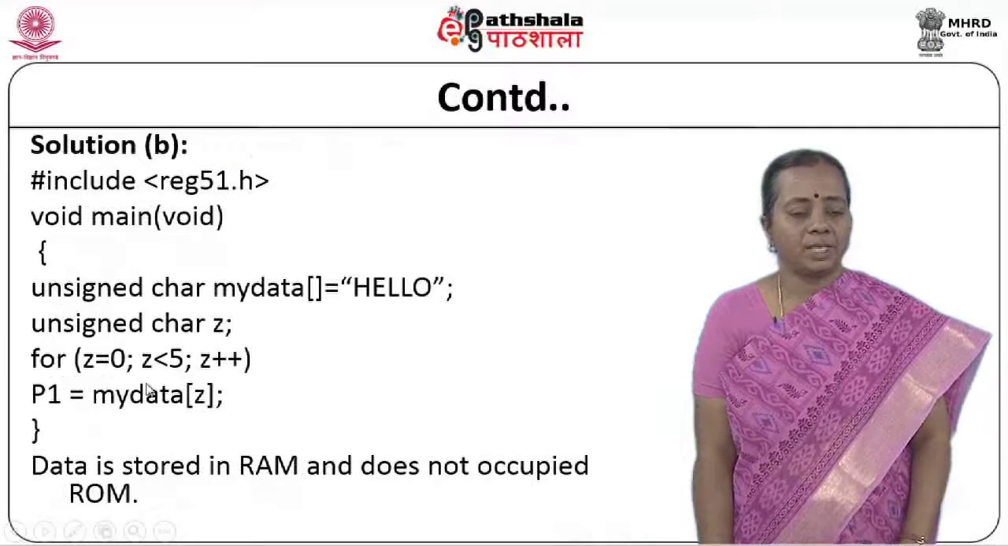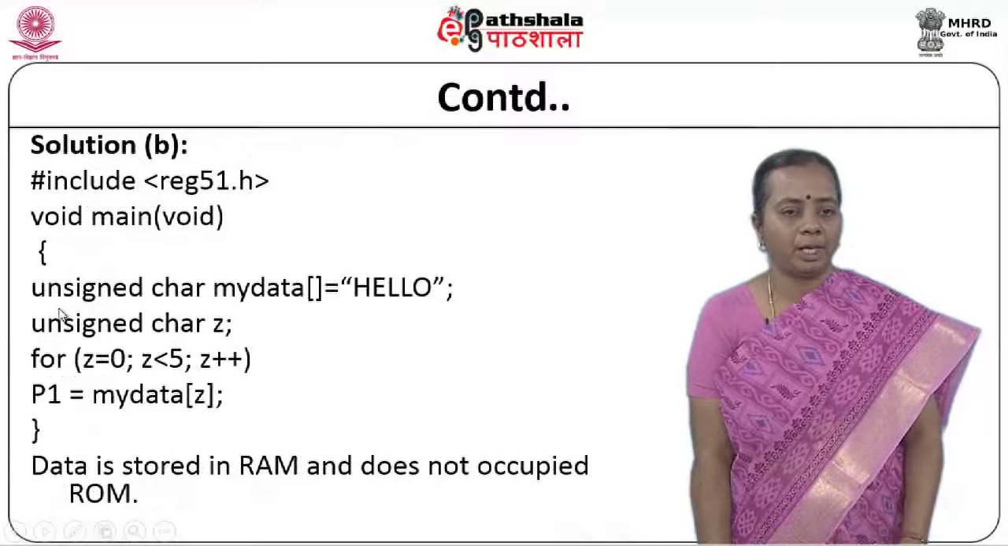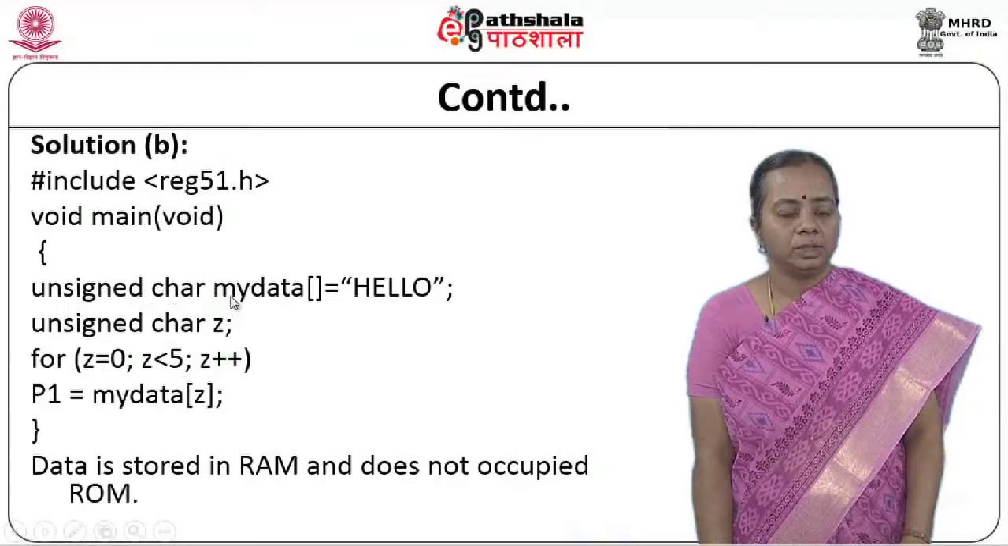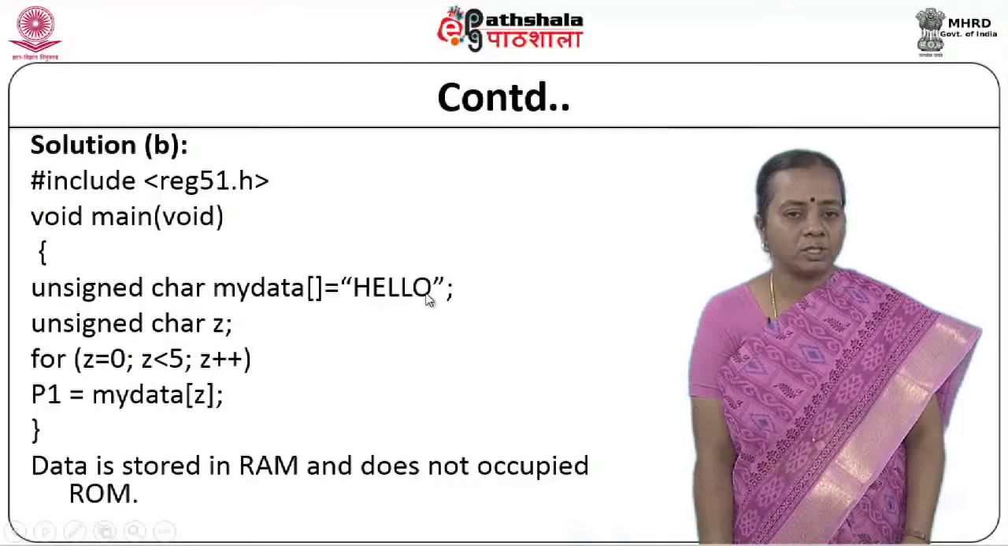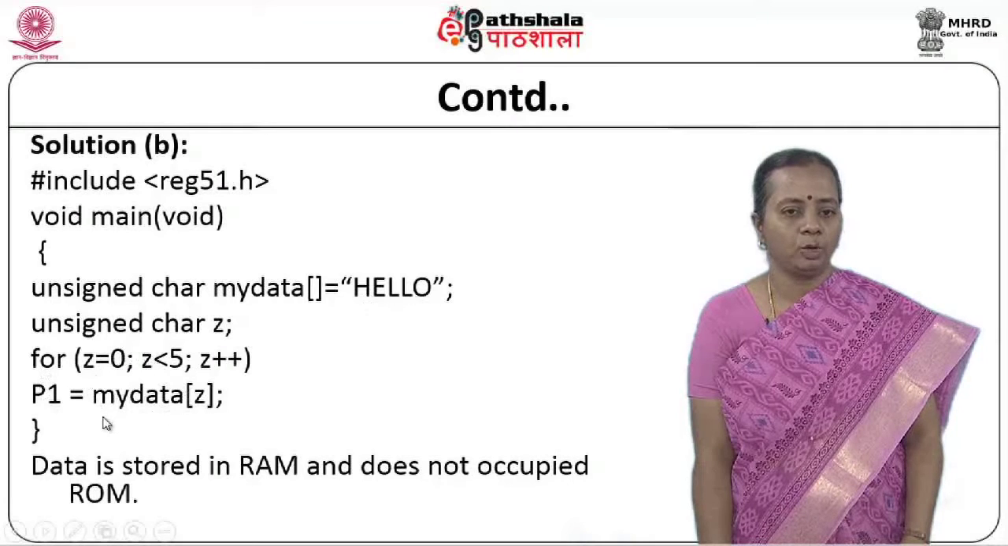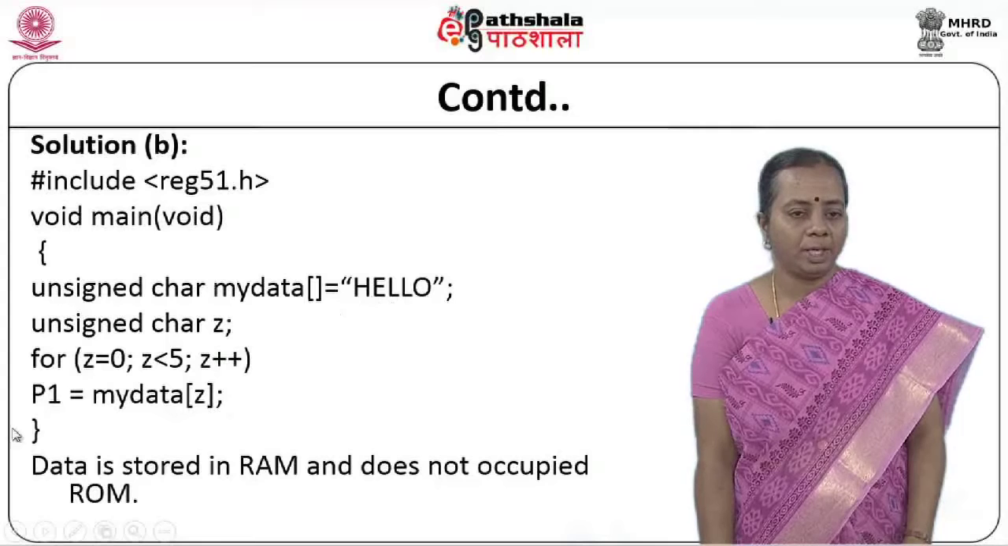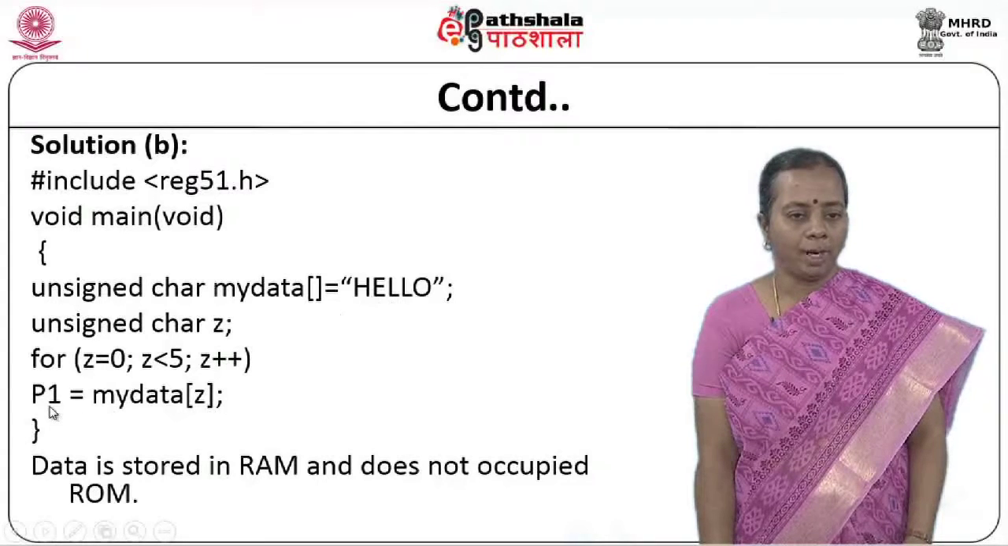If I look at the same thing in a different way, I write unsigned character my data hello, where my data is an array which holds this particular string. Now I am rotating this loop 5 times to display it. So P1 is equal to my data of i. Each and every time H, E, L, L, O, that way the data is pushed towards your port 1.